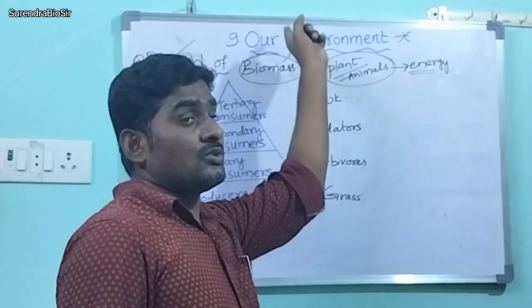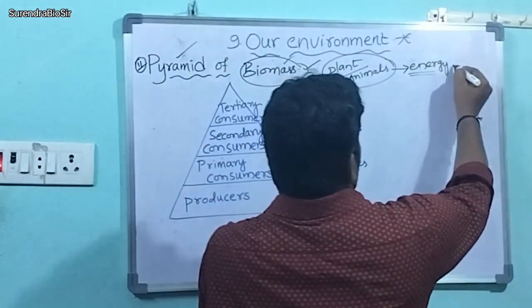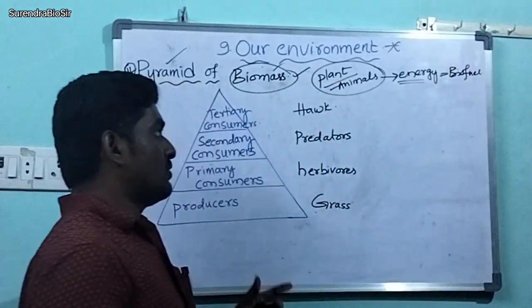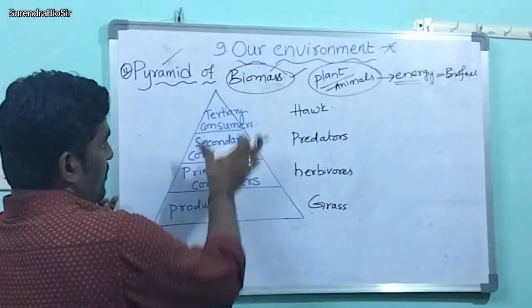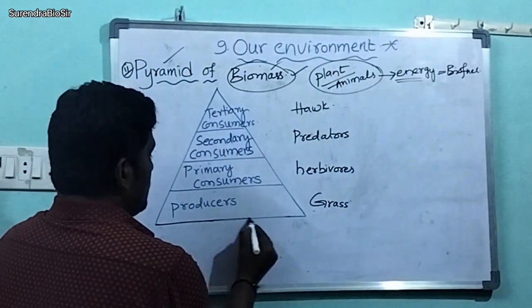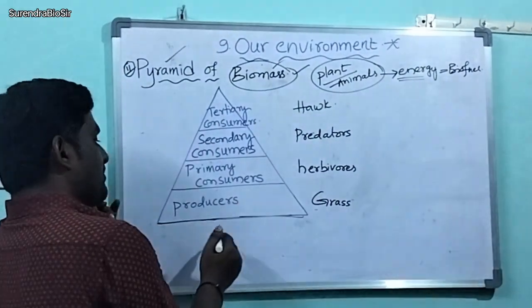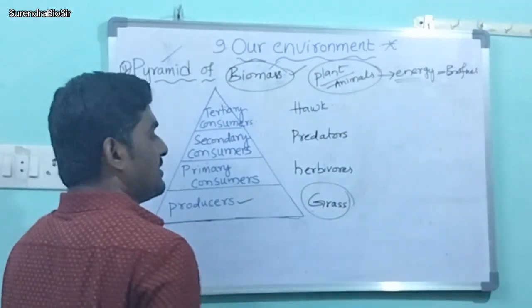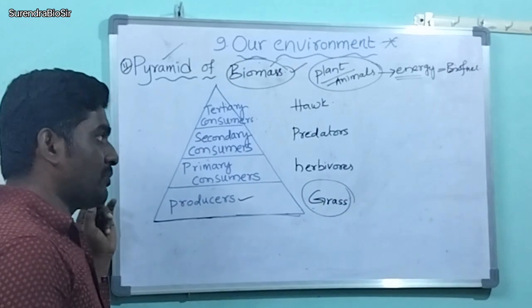This biomass is used as a biofuel also. So if you observe from bottom to top, here what we have is producers. If you observe grass, grass is our producer, which is nothing but a plant.